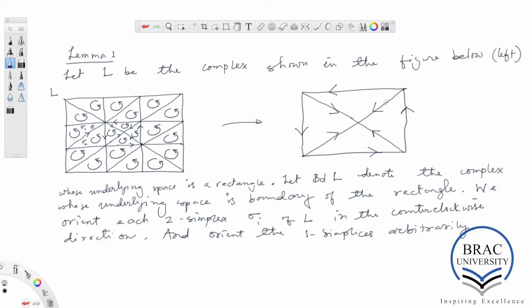Okay, so let me call this bottom edge E5, the right edge E6, the top edge E7, and the left edge E8. And along the diagonals, the edges are denoted by E4, E1, E2, E3. Okay? And the corresponding two simplices, there are 4 two simplices, bounded by this central rectangle.